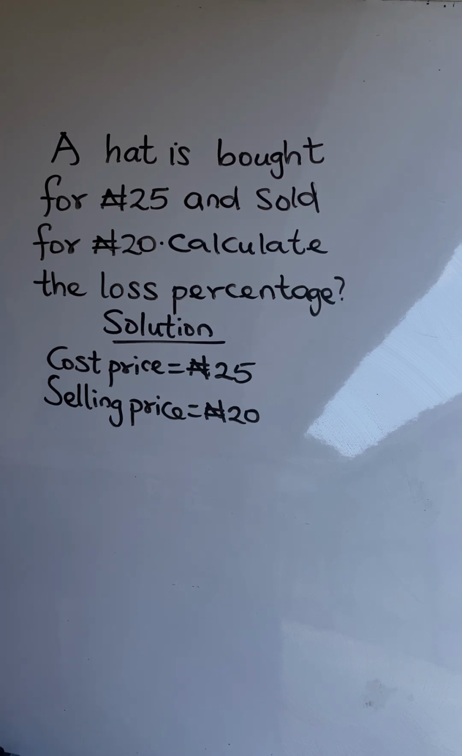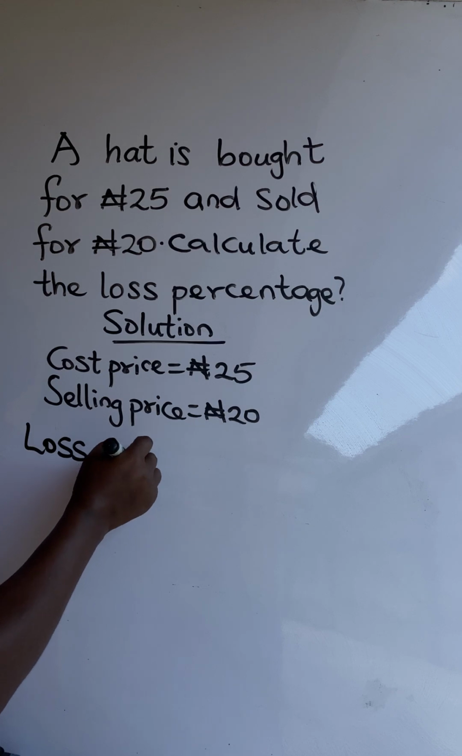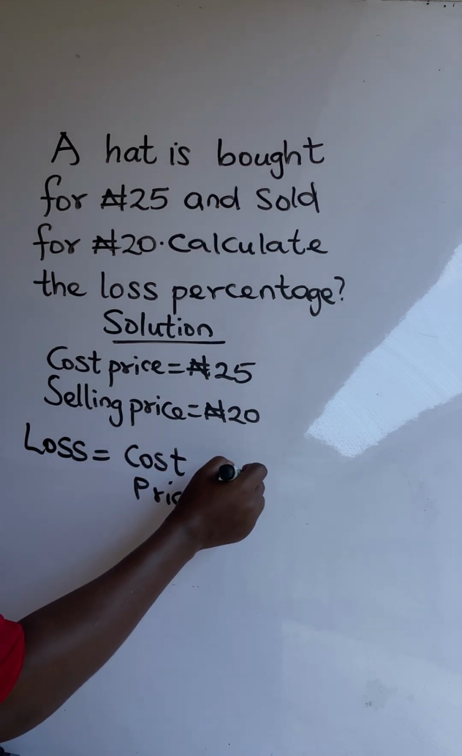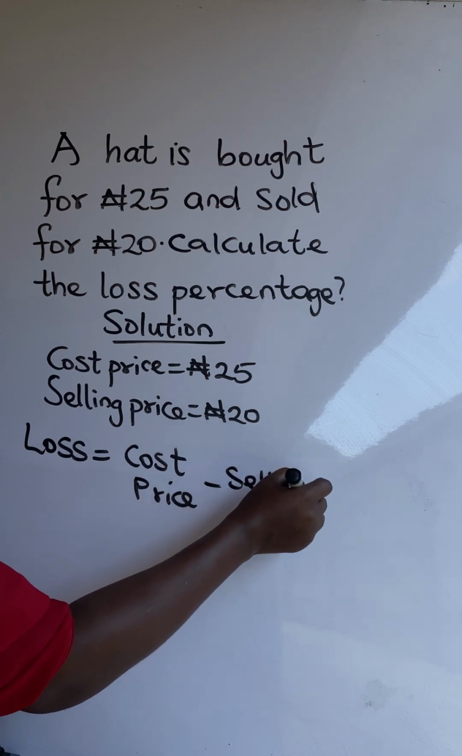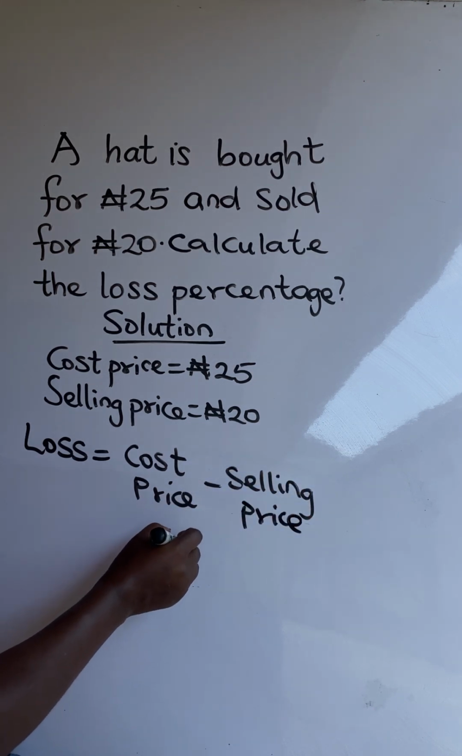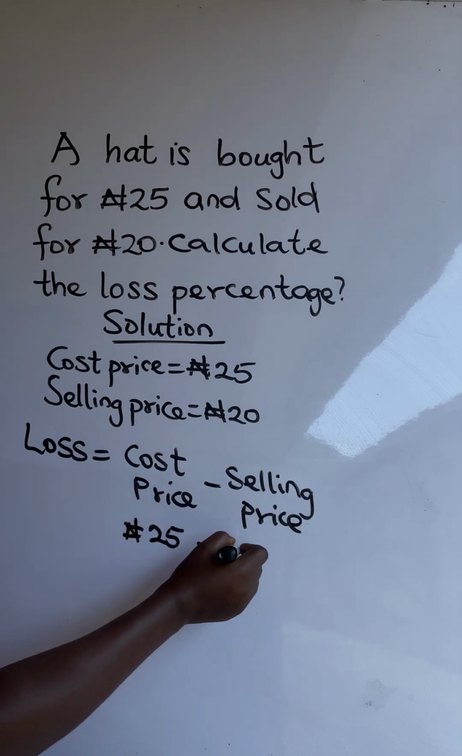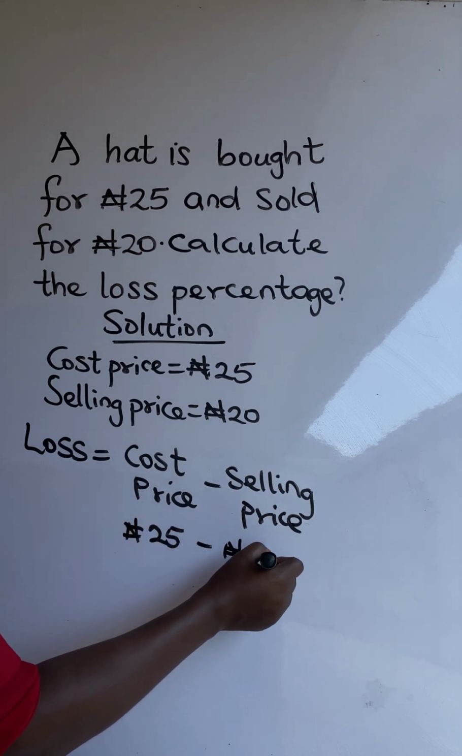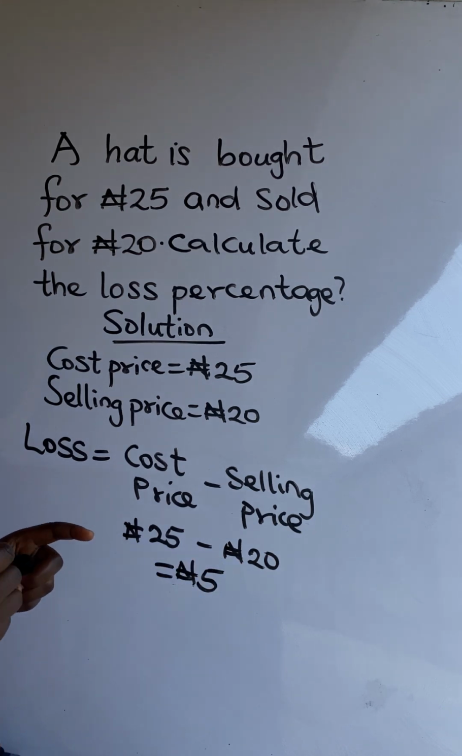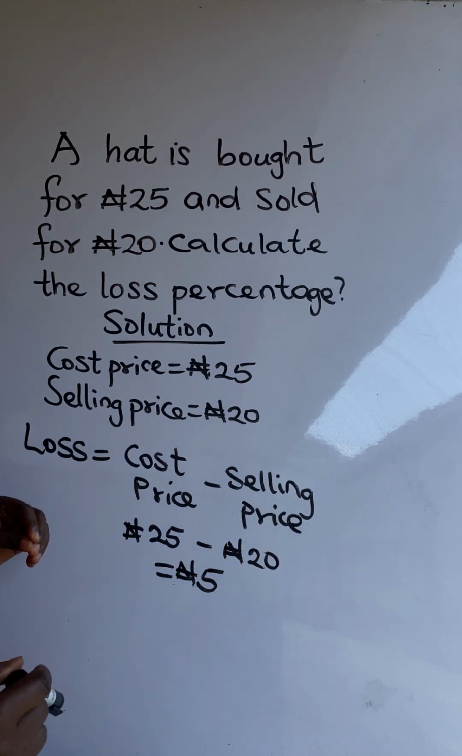So for this question, the loss will be equals to the cost price minus the selling price, which is 25 naira minus 20 naira, and this gives us 5 naira. This is the loss. Now let me explain loss again. Loss is when the cost price is bigger than the selling price.